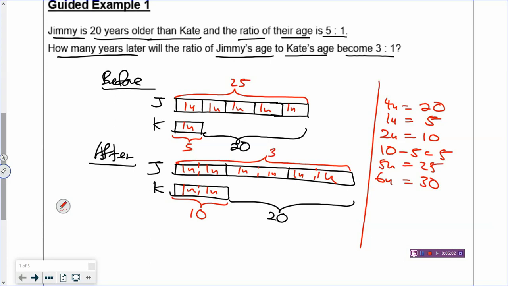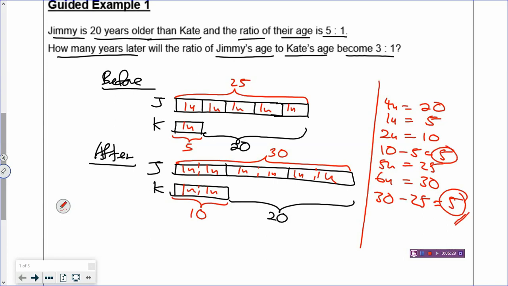So Jimmy will be 10 years old some years later. And if you look at how many years later, that will be Jimmy, which is 30 years in the future, and then you minus how old Jimmy is now, which is 25. That will give you also 5 years later. So which means that in 5 years time, what happens? In 5 years time, the ratio of Jimmy to Katie's age will become 3:1.